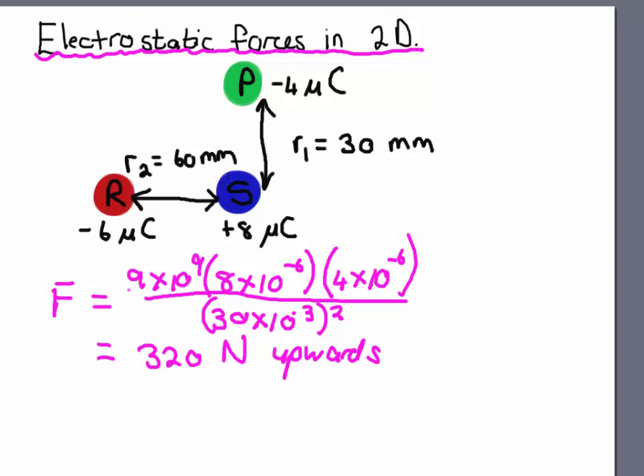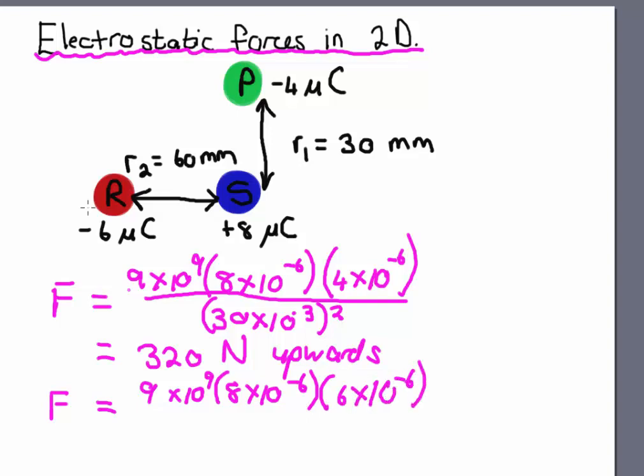If we look at the electrostatic force between S and R, remember, we always have to give our formula F equals K Q1 Q2 over R squared, just as we practiced yesterday. If we substitute our values, it's going to be 9 times 10 to the power 9. That's the constant value of K. We multiply it with the charges, 8 times 10 to the power negative 6. And we multiply that with 6 times 10 to the power negative 6.